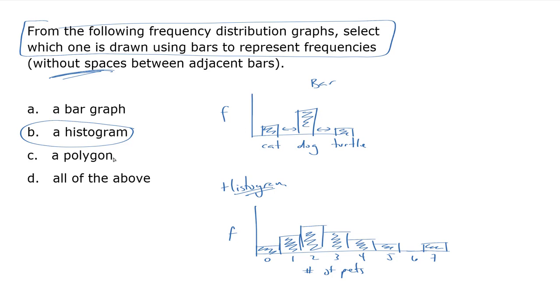What about a polygon? Polygons don't have bars whatsoever. Polygons are simply when you could have made a histogram, but instead of having bars, you have dots like this. And here, let me make this a little bit more clear. You join your dots with these line segments. It's just a line graph. And so this would be a polygon. It doesn't use bars, so it's not going to be considered here.